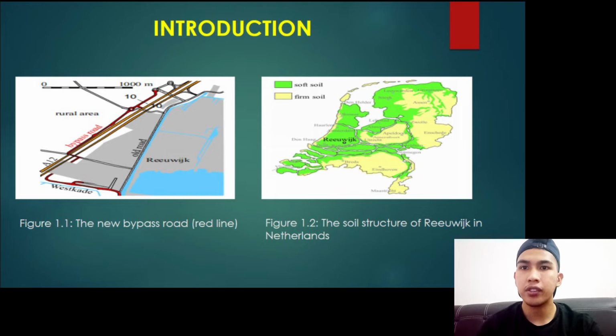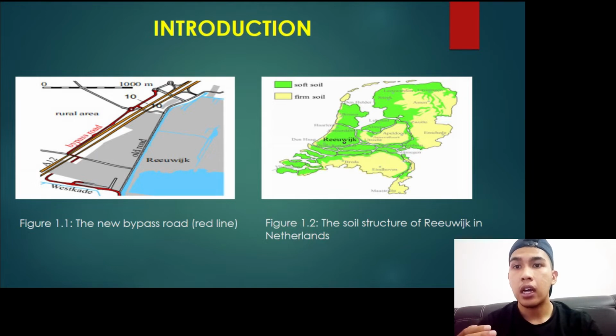Today I will introduce our project. Our case study is about the capacity of an existing road which was insufficient, and the traffic was disturbed. So a new road along 3.5 km is constructed on soft soil. Figure 1.1 shows the new bypass road. The length of the road is 3.5 km.